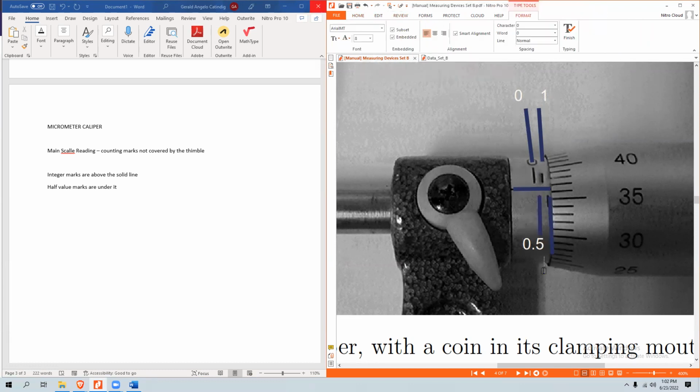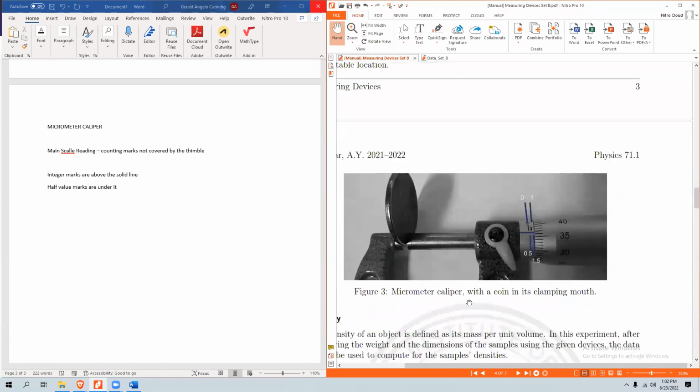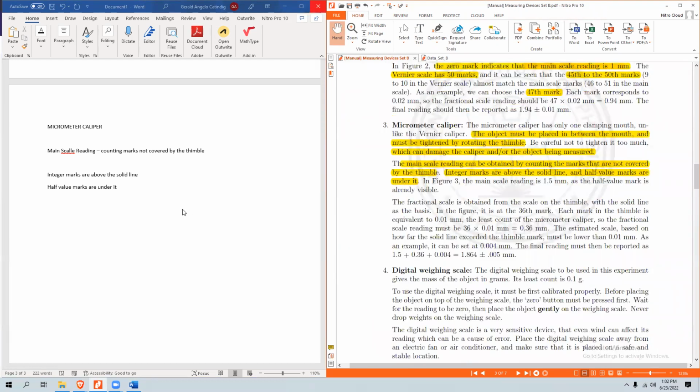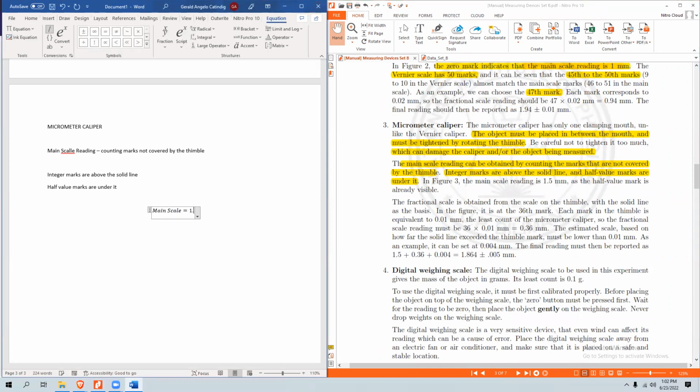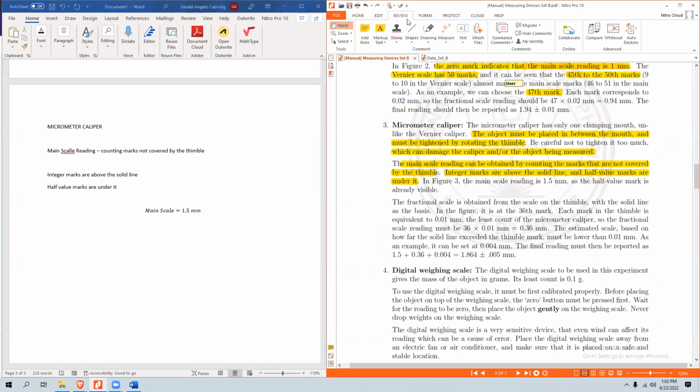So this is how you make your measurements. All right. Well, let us now zoom out again. So again, ang sinabi niya, the main scale reading of the peso coin is 1.5 millimeters and the half value mark is already visible. Now, let's move on to the fractional scale for the micrometer caliper. So, the fractional scale is obtained from the scale on the thimble itself with the solid line as the basis.